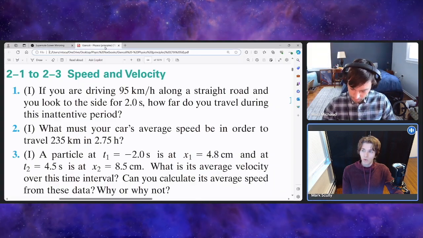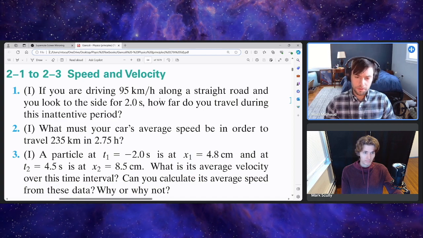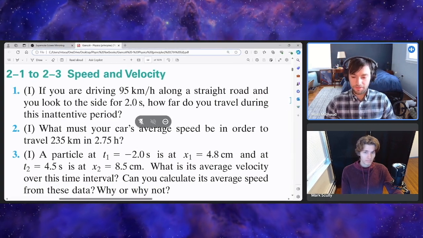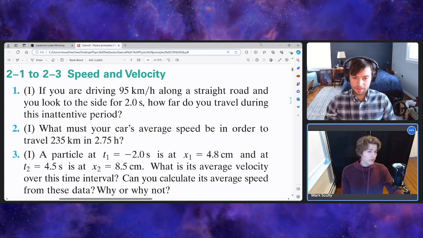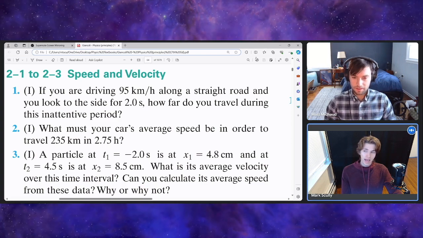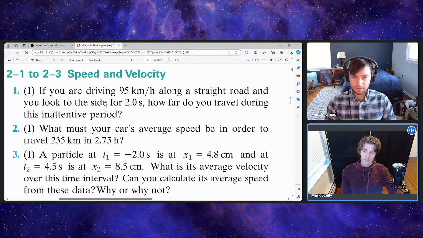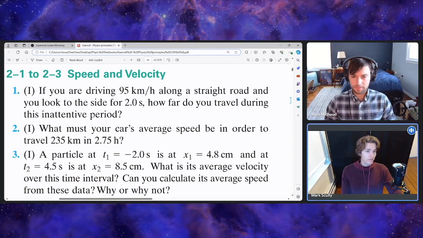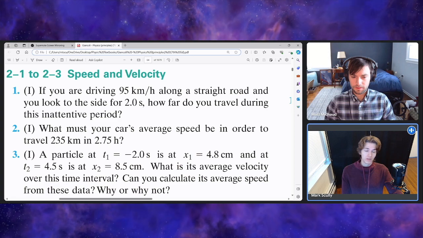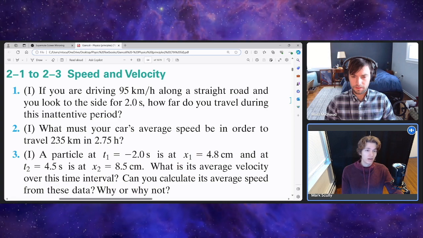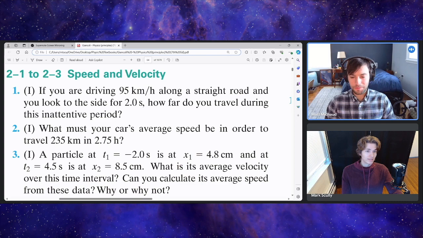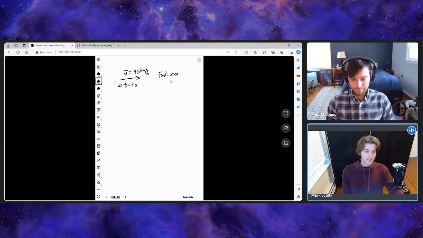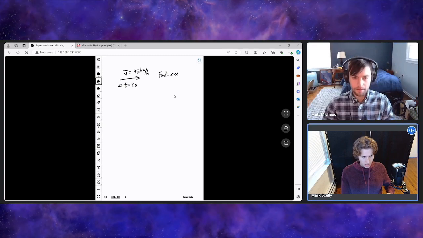Oh, one more thing. What are we solving for? We're solving for velocity, the change in velocity. That's not quite right. What does it say? It says, how far do you travel during this inattentive period? So it doesn't say how fast are you traveling. How fast might be a speed or a velocity. It's asking how far. How do you measure distance? Would this be position? We're solving for delta x, or the change in position. What equations do we have on hand to solve that?